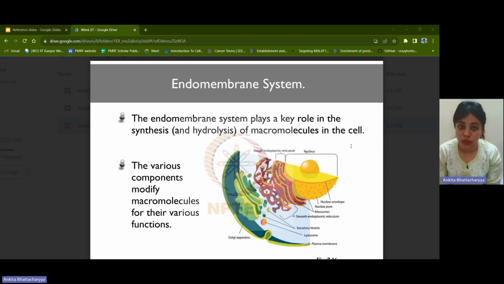with major focus on the endoplasmic reticulum, the two types of ER, smooth as well as rough, the individual functions of each of these with respect to protein synthesis, protein function, protein modification, and also the metabolic aspect of it, how it contributes to cellular metabolism.